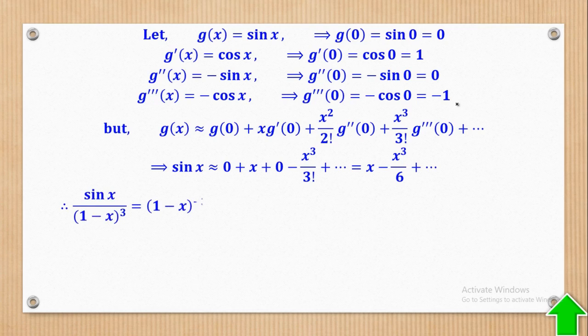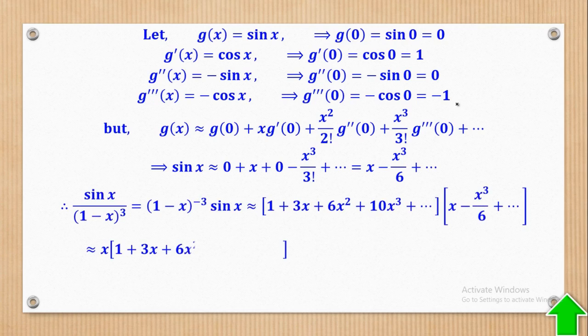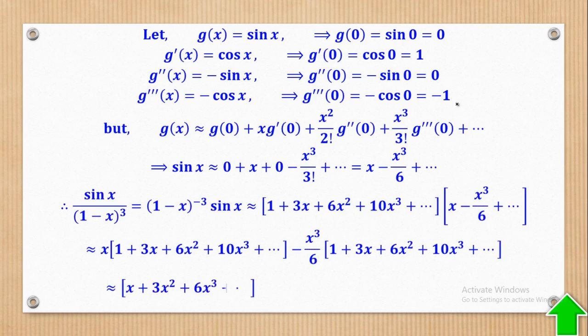Therefore, for the required expansion, you have to multiply the two. And then I open brackets, so I'll come up with that. And simplify to come up with that. Remember, we don't exceed x cubed, and that's what they wanted.